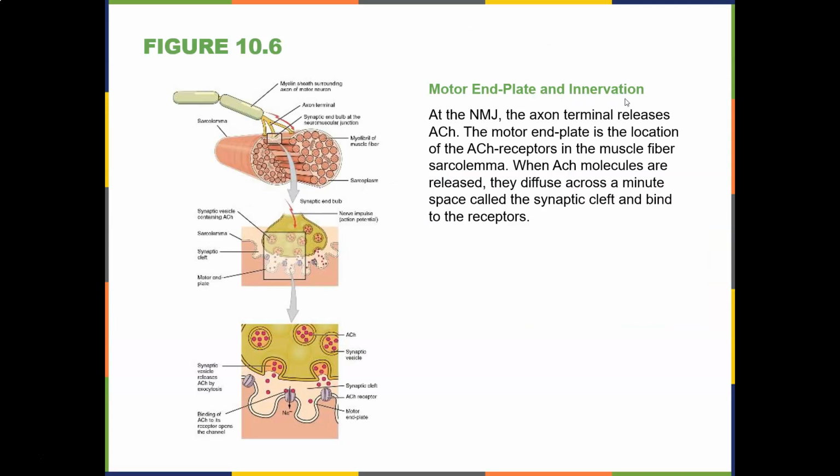All right, so motor end plate and innervation at the neuromuscular junction. The axon terminal releases acetylcholine. The motor end plate is the location of the acetylcholine receptors in the muscle fiber sarcolemma. When acetylcholine molecules are released, they diffuse across a minute space called the synaptic cleft and bind to the receptors. Okay, so that was from the video.